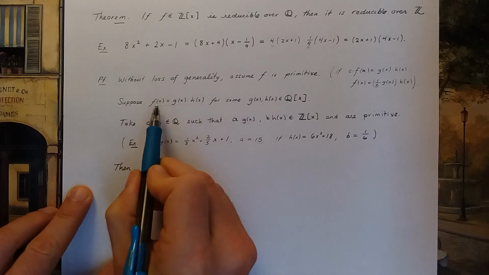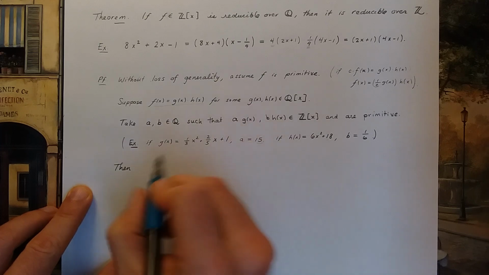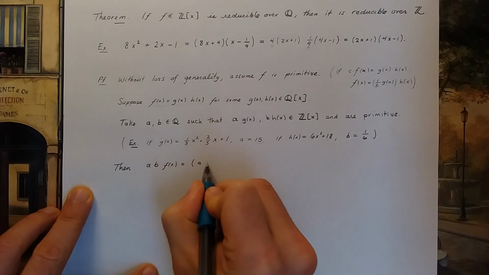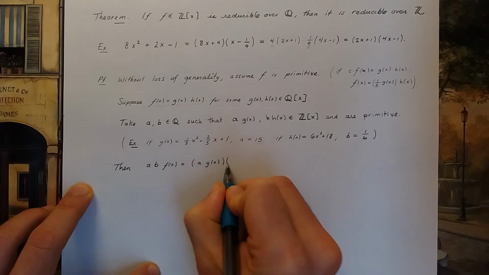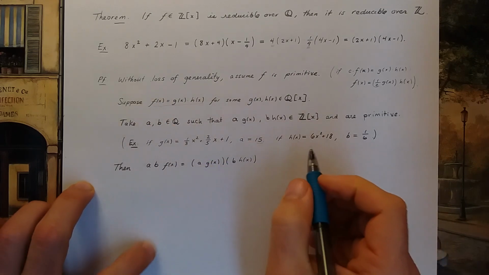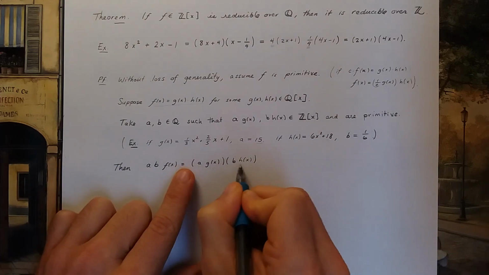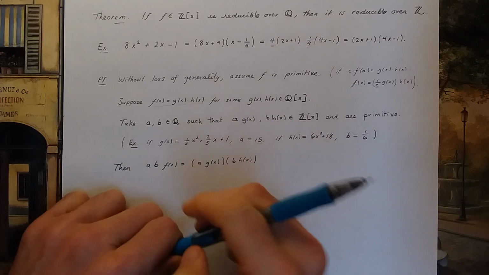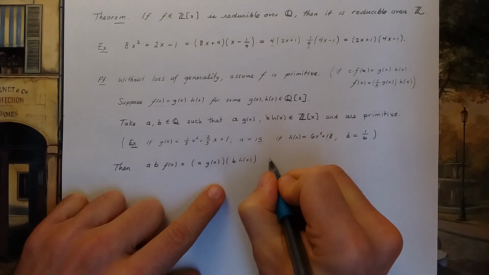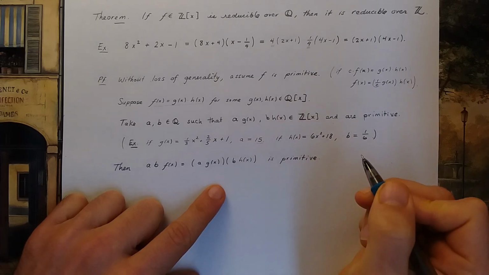I could take my relationship between f, g, and h and multiply both sides by ab. So ab f is equal to a times g of x times b times h of x. Both of these polynomials are now primitive. And by Gauss's lemma, when I multiply two primitive polynomials, I get back a primitive polynomial. So this is a primitive polynomial.